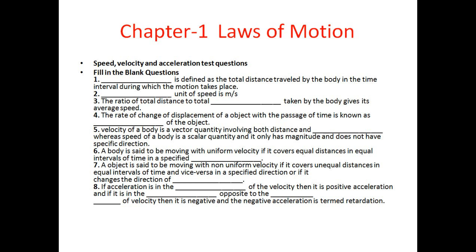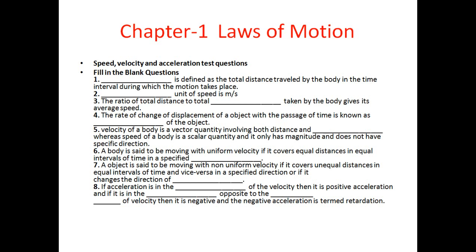You will see that at the end of the line it's written, during which the motion takes place. It means that if the body moves and comes back to its initial position, we can still calculate the speed. But in that case velocity might be zero, even though the body is in motion. Even if the body comes back to the initial position, we will calculate speed in that condition.